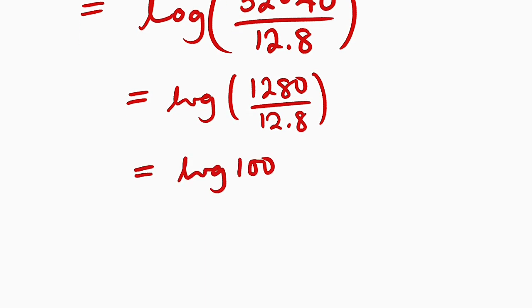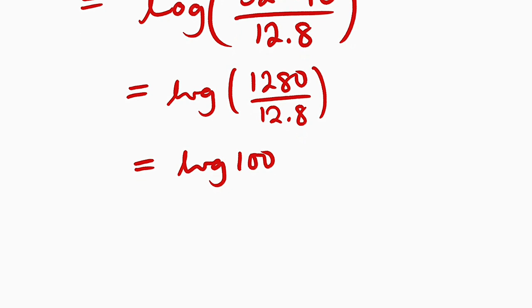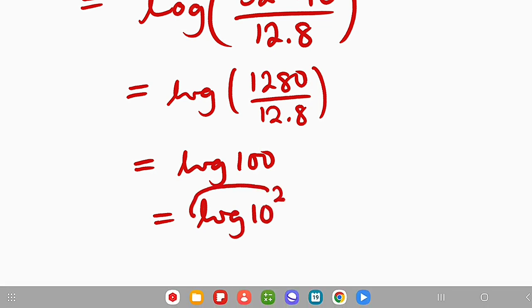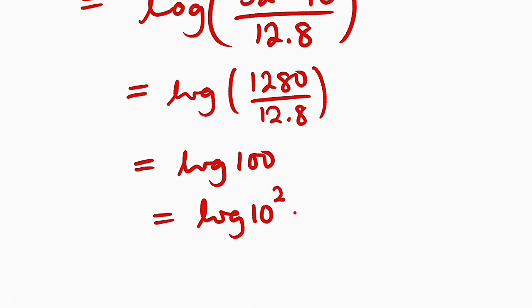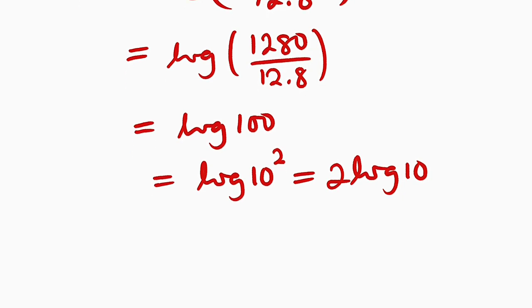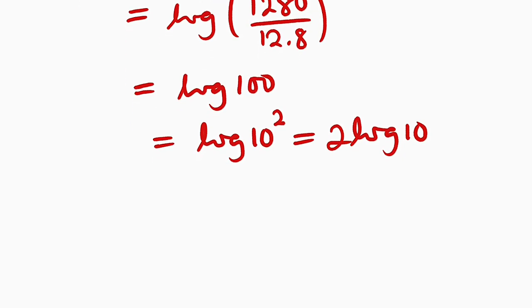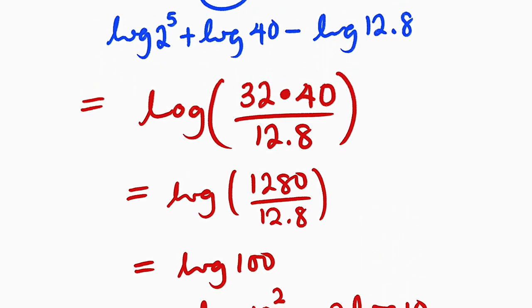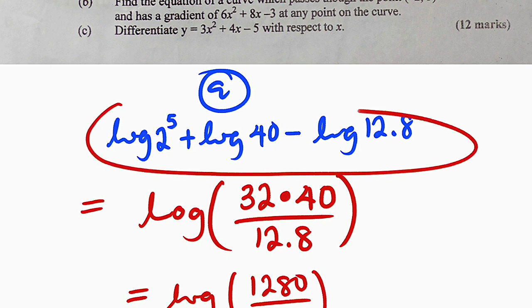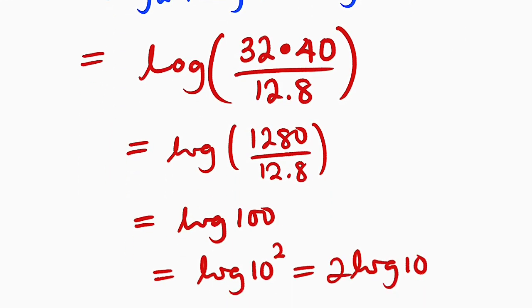Now you should know that 100 is the same thing as 10 to the power of 2. So this is log of 10 to the power of 2. And this 2 can simply drop down to multiply, right? So this is the same thing as 2 log of 10. But what is log of 10? Log of 10 is equal to 1. So this is the same thing as 2 multiplied by 1, which is equal to 2. Therefore, the whole of this expression, when simplified, will give us 2.